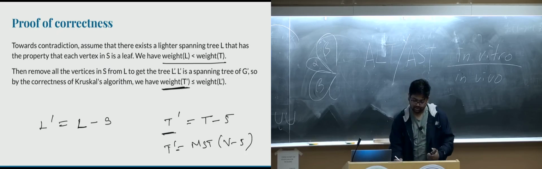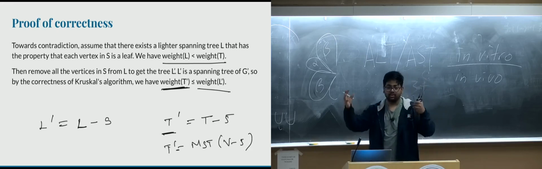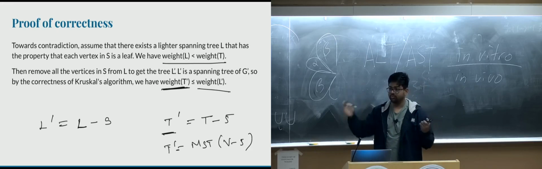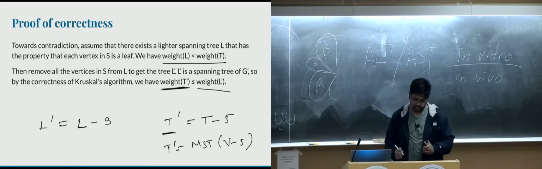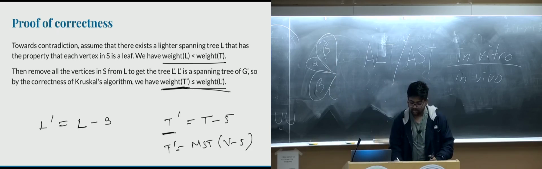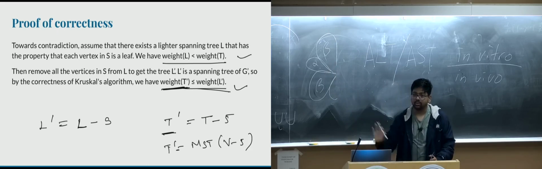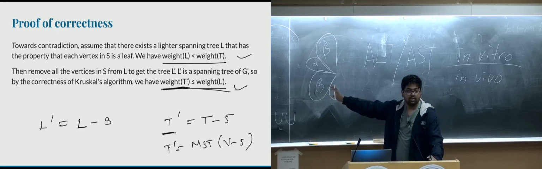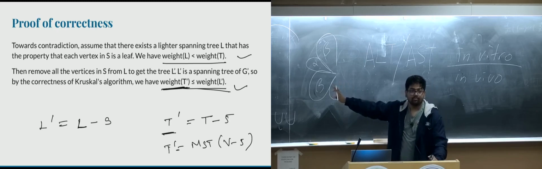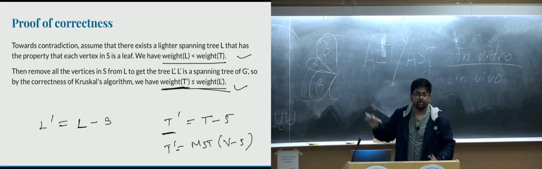So that's why the weight of T prime has to be less than or equal to the weight of L prime, because L prime is also nothing but connecting the nodes in G prime, because we are removing S. So are you okay with these two things? Did you understand how we got this?